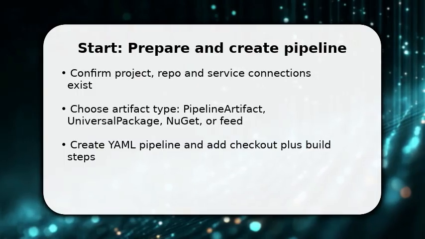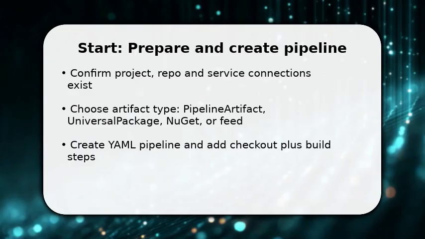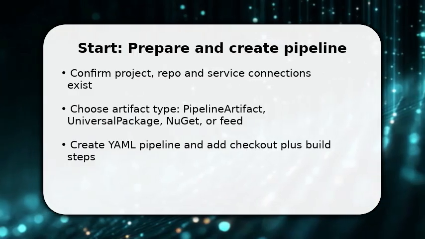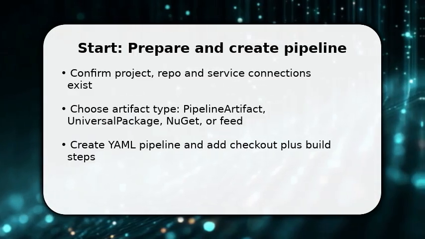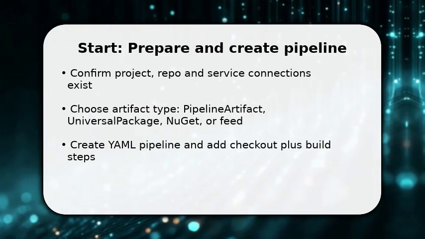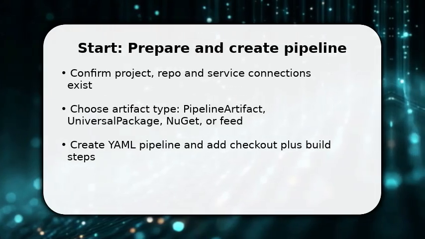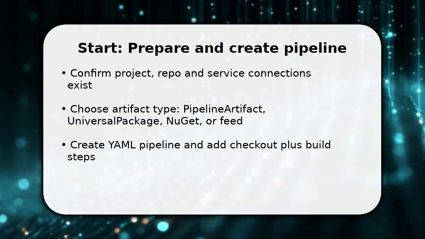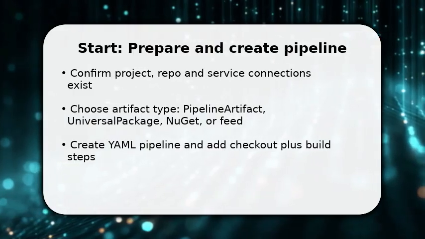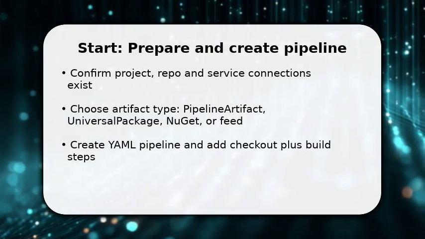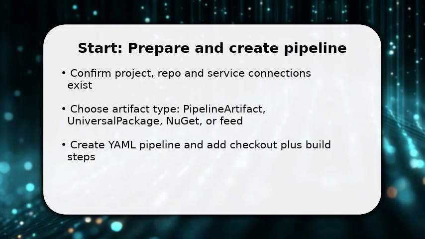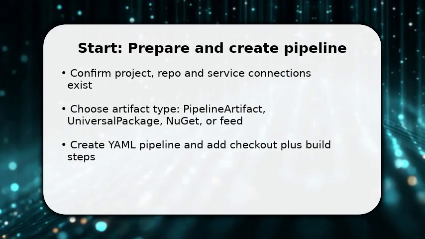You begin by confirming your project, repository, and service connections are ready. This avoids permission errors later. Next, decide which artifact type you need: pipeline artifact for CI handoff, universal package for binary distribution, or a NuGet/pipeline feed for packages, because each has different retention and consumption behavior.